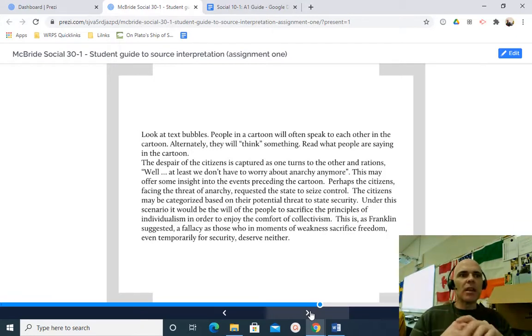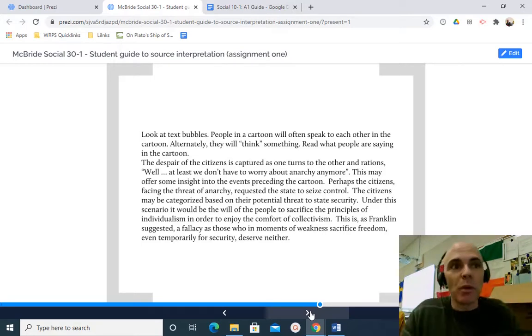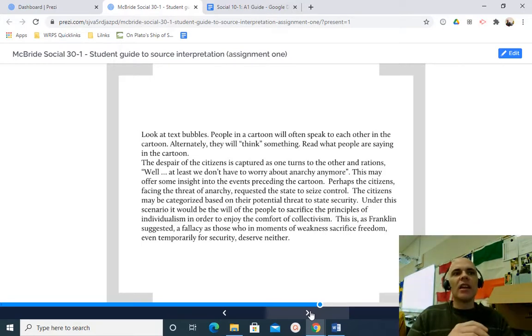The citizens may be categorized based upon their potential threat to state security. Under this scenario, it would be the will of the people to sacrifice their principles of individualism in order to enjoy the comfort of collectivism. This is, as Benjamin Franklin suggested, a fallacy, as those who in moments of weakness sacrifice freedom, even temporarily for security, deserve neither.